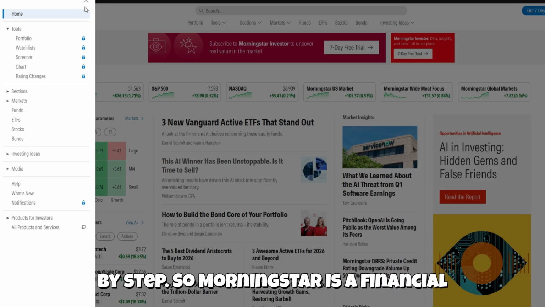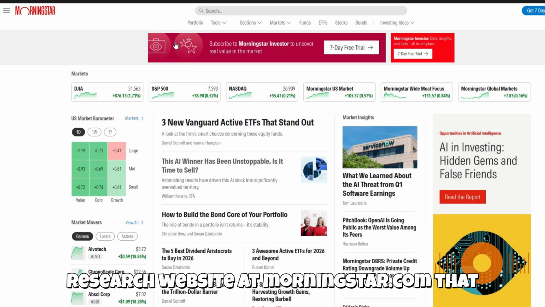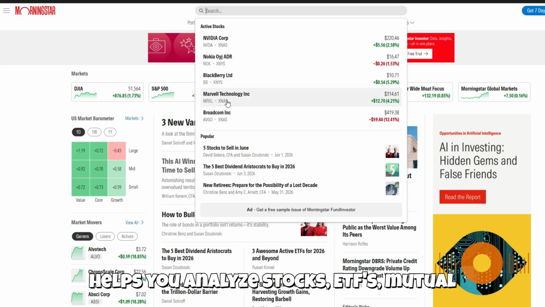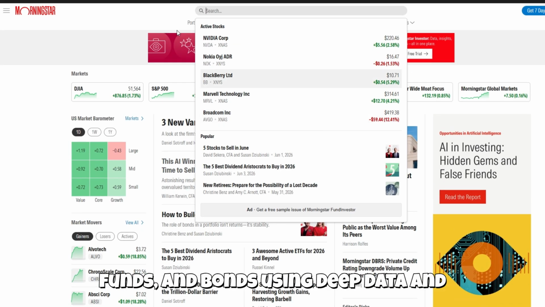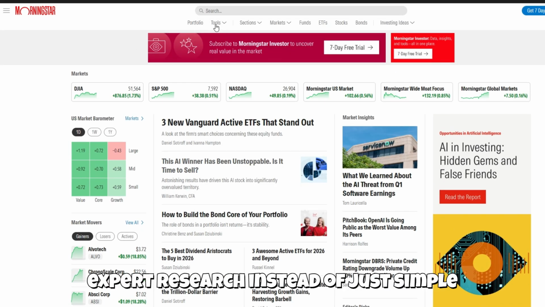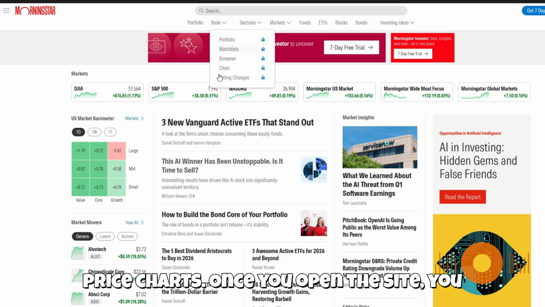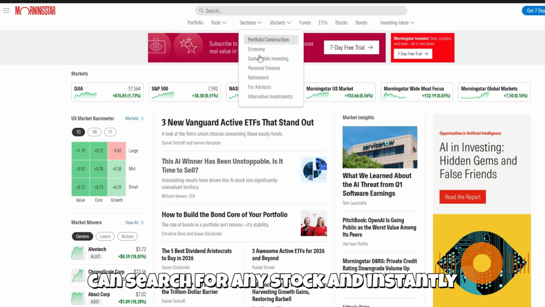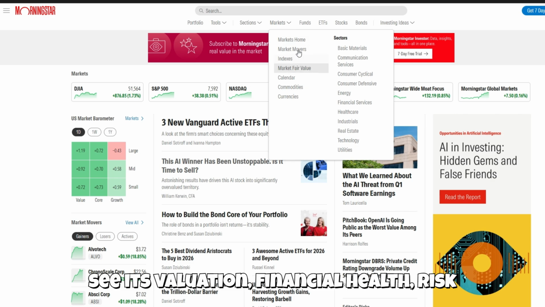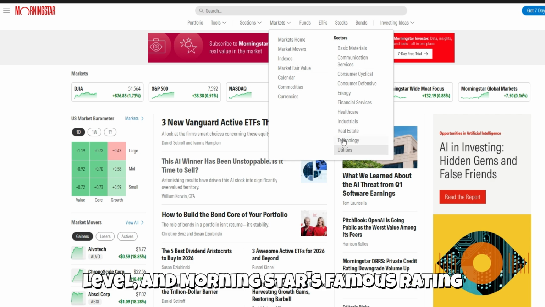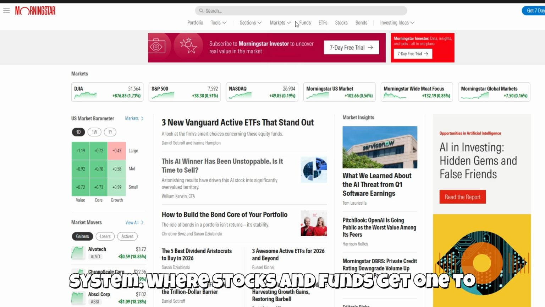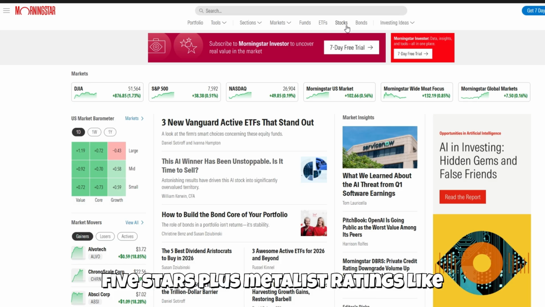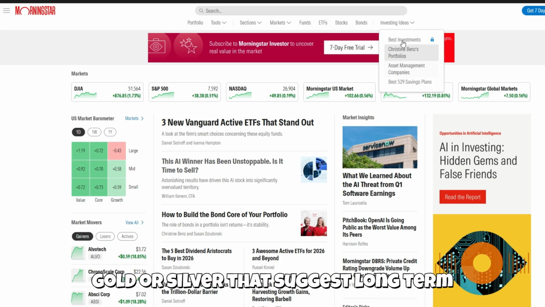step by step. So Morningstar is a financial research website at morningstar.com that helps you analyze stocks, ETFs, mutual funds, and bonds using deep data and expert research instead of just simple price charts. Once you open the site, you can search for any stock and instantly see its valuation, financial health, risk level, and Morningstar's famous rating system where stocks and funds get 1 to 5 stars plus medalist ratings like gold or silver that suggest long-term quality.